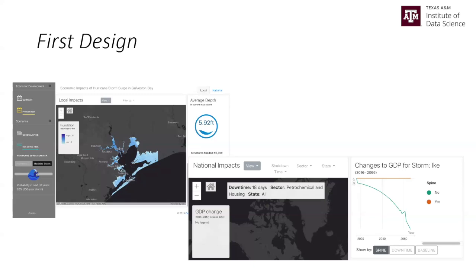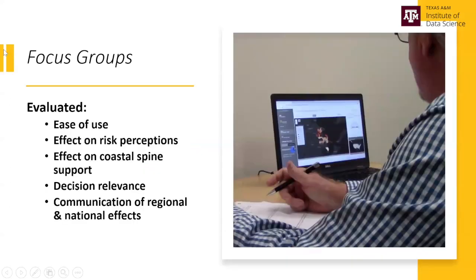Maybe not the most user-friendly way to do it. And lots of options for downtime. How long were the plants, the chemical plants and other facilities going to be down? What sectors are going to be impacted? What state do you want to look at? Lots of buttons, probably too many. Not a lot of text explaining what was going on.